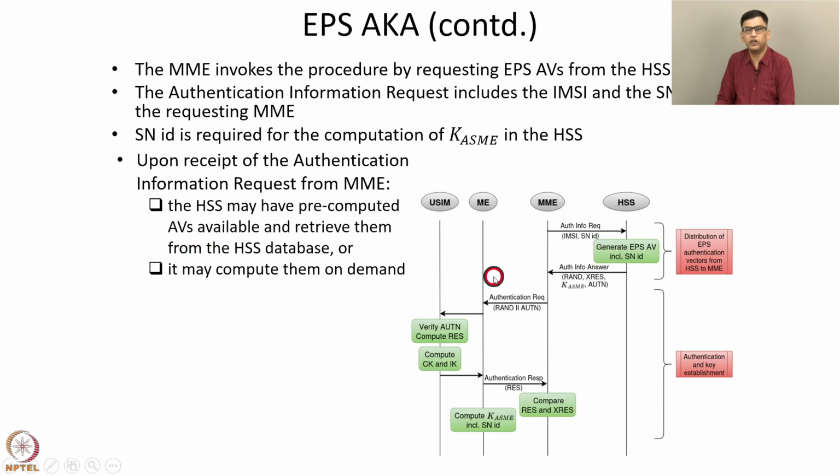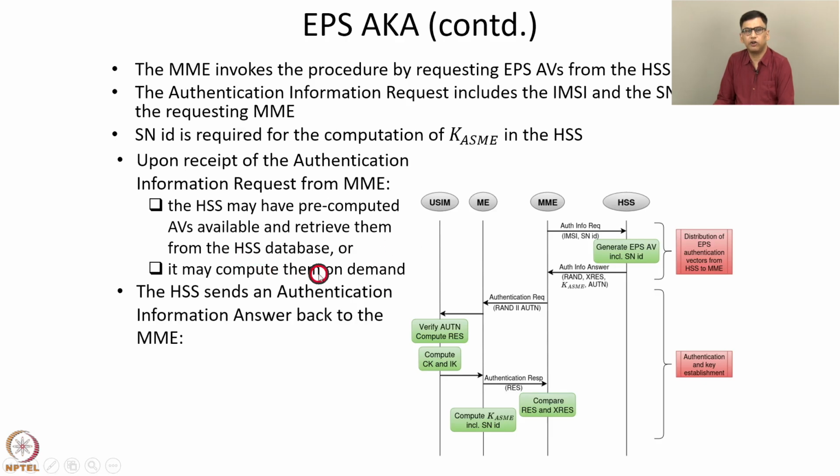The other case is when the HSS does not have pre-computed authentication vectors. In that case, the HSS computes the authentication vectors on demand. The HSS sends an authentication information answer back to the MME. This authentication information answer contains an ordered array of n EPS authentication vectors, that is 1 to n. But typically n is 1, so only one authentication vector is sent from the HSS to the MME.